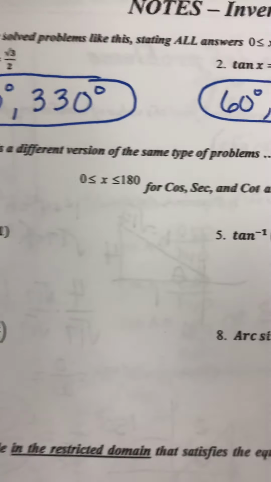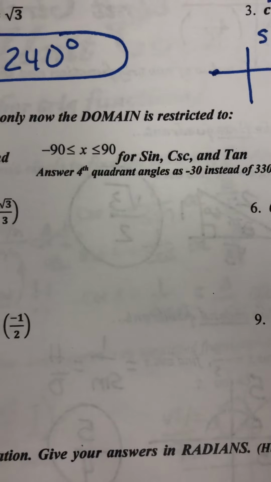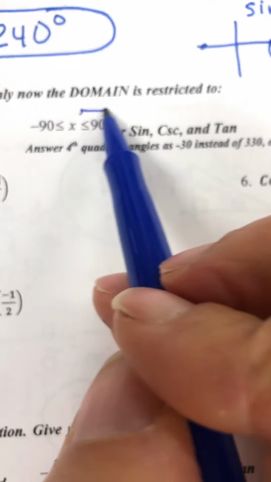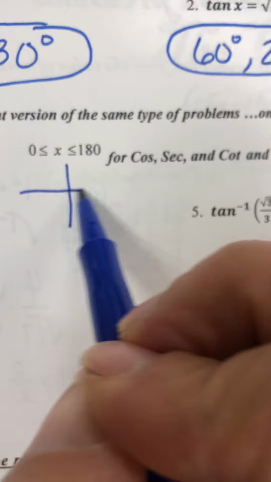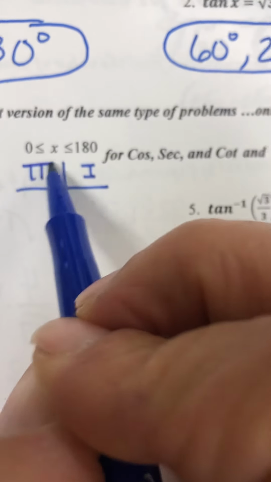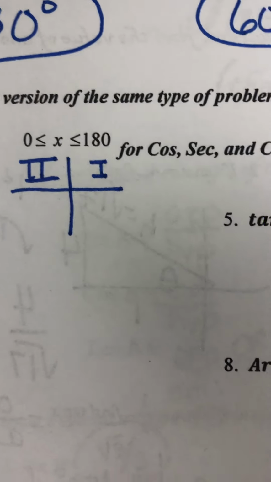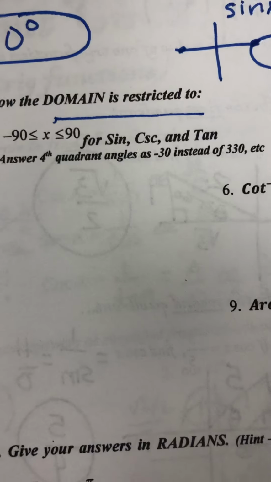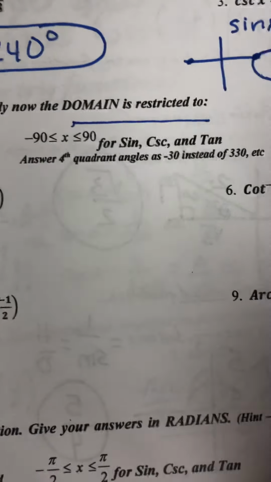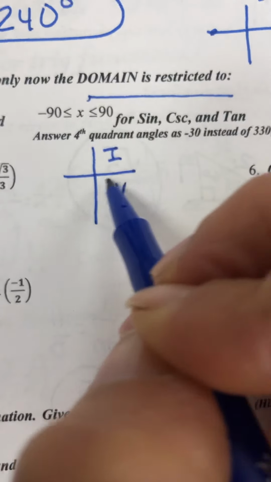But now we're going to do a different version of these similar types of problems, only now the domain is restricted. What that means is for different trig functions, for cosine, secant, and cotangent, we're only going to have whatever answer is between 0 and 180. That means whatever answer is in the first or second quadrant. And for sine, cosecant, and tangent, it's restricted to between negative 90 and 90. That's actually the first and fourth quadrant.